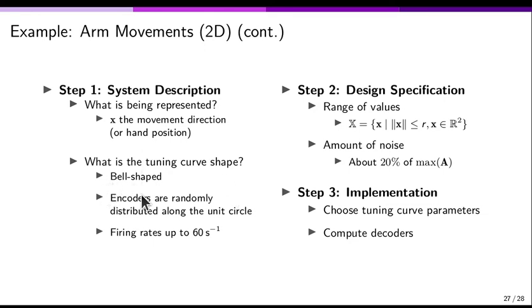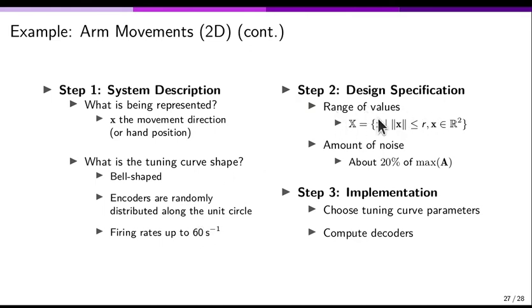The thing that helps you make that decision is, well, what are the tuning curves that I want to make? I can get the sorts of tuning curves that we observe in the biological system if I choose X to be the X and Y position of what I want to represent, and if I choose my encoders as randomly distributed along the unit circle. And then I also have firing rates up to some amount that I can measure.